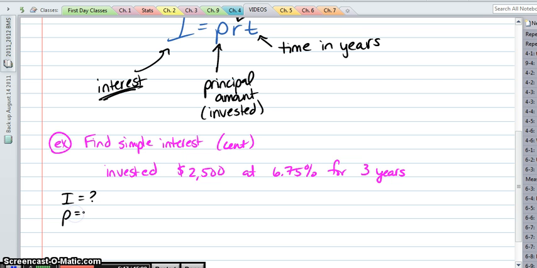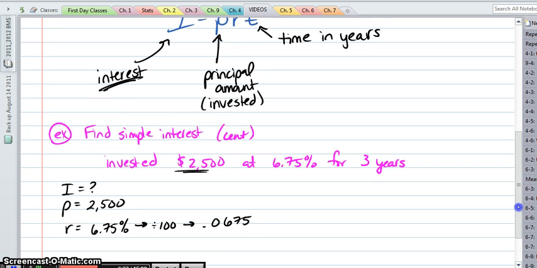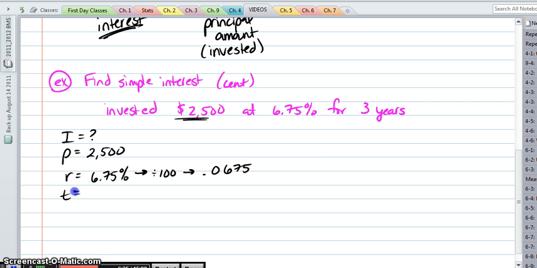Well, what's the principal amount invested? Here it is, $2,500. R, what's the rate? Well, we have 6.75%. I said before that we have to convert it into a decimal. Right now, I know there's a decimal in the percentage, but this is still a percentage. To convert it into just a decimal, we need to divide by 100. You move your decimal over twice to the left, and that gives us 0.0675. Do not round this number. We need to work with this number. We will round our final answer so that we get the most accurate answer possible. T is the time in years, and we have 3 years.